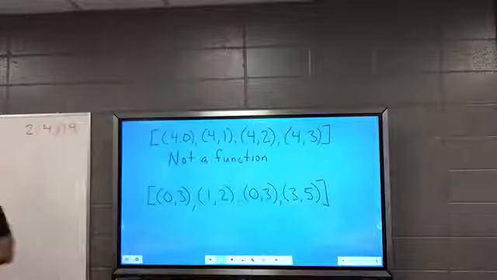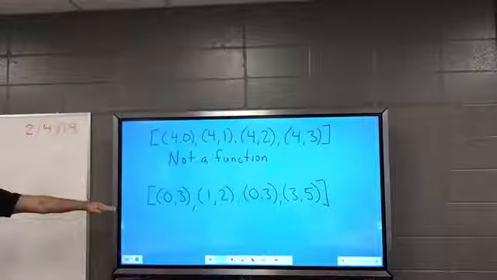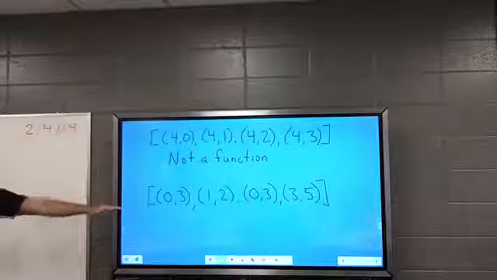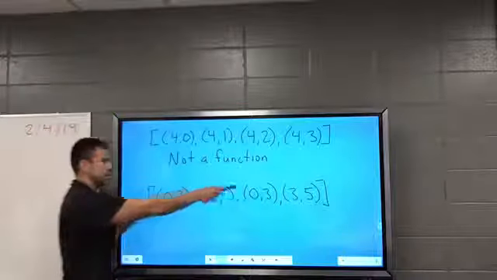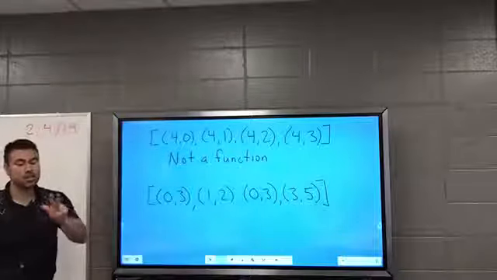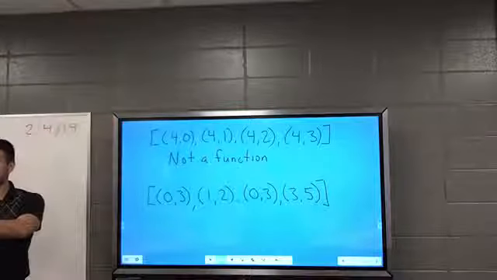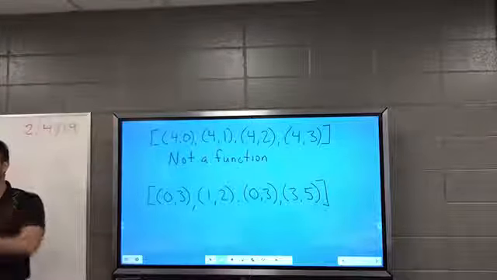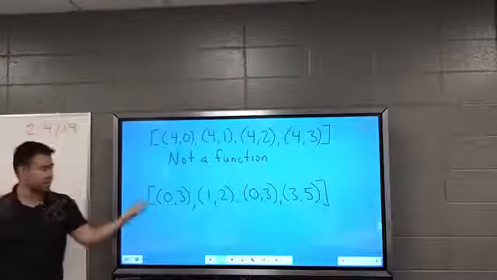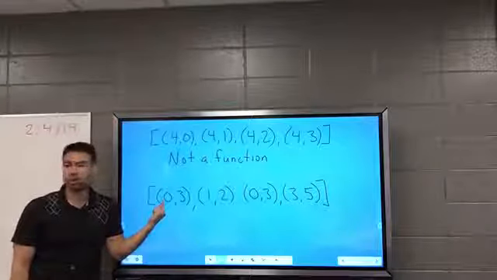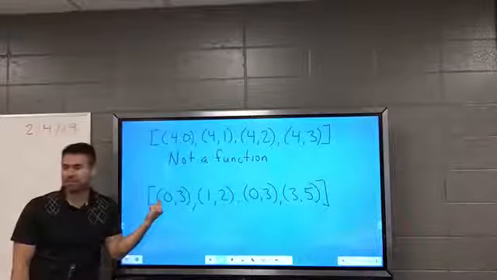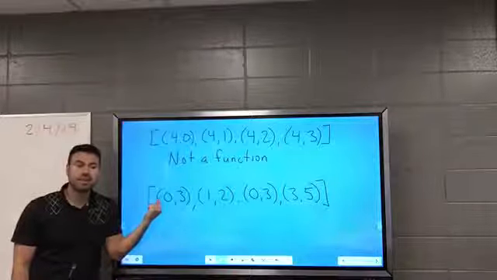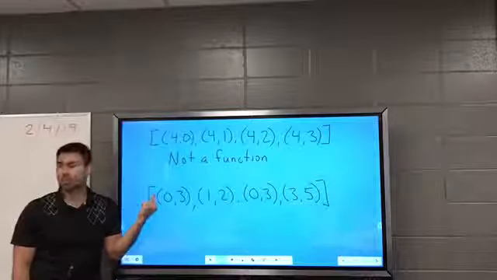Look at this one down here. What's the domain down here? 0, 1, and 3. Good. 0, 1, 3. 0 repeats right here. Is every domain value, 0, 1, and 3, paired with exactly one range value? So let's see. Is 0 only paired with one other thing? Is 0 only paired with one other thing?